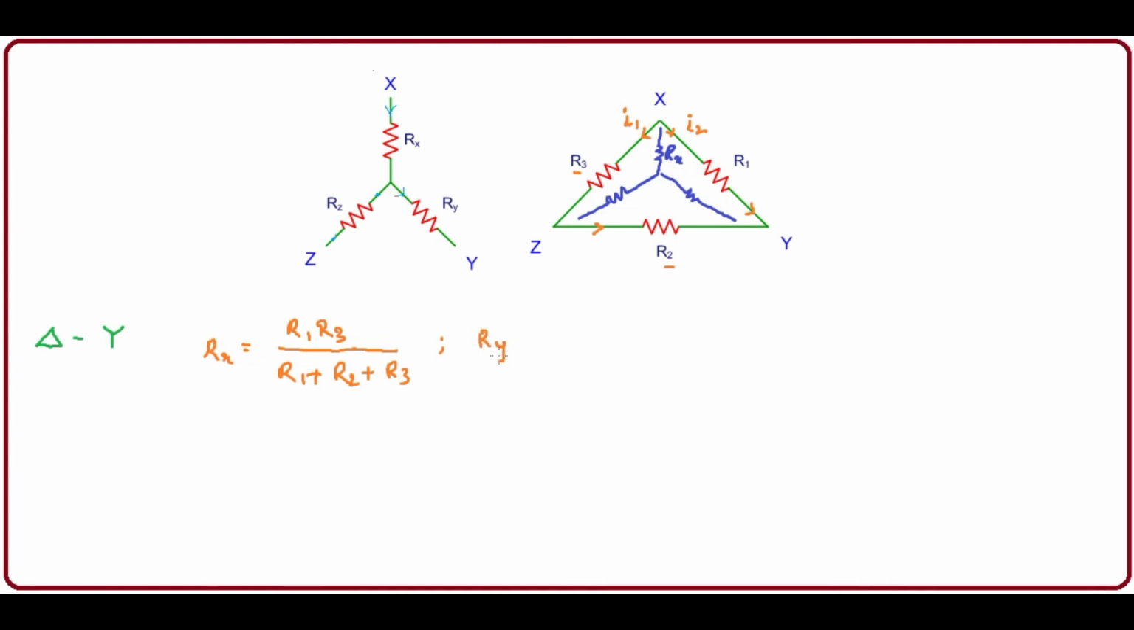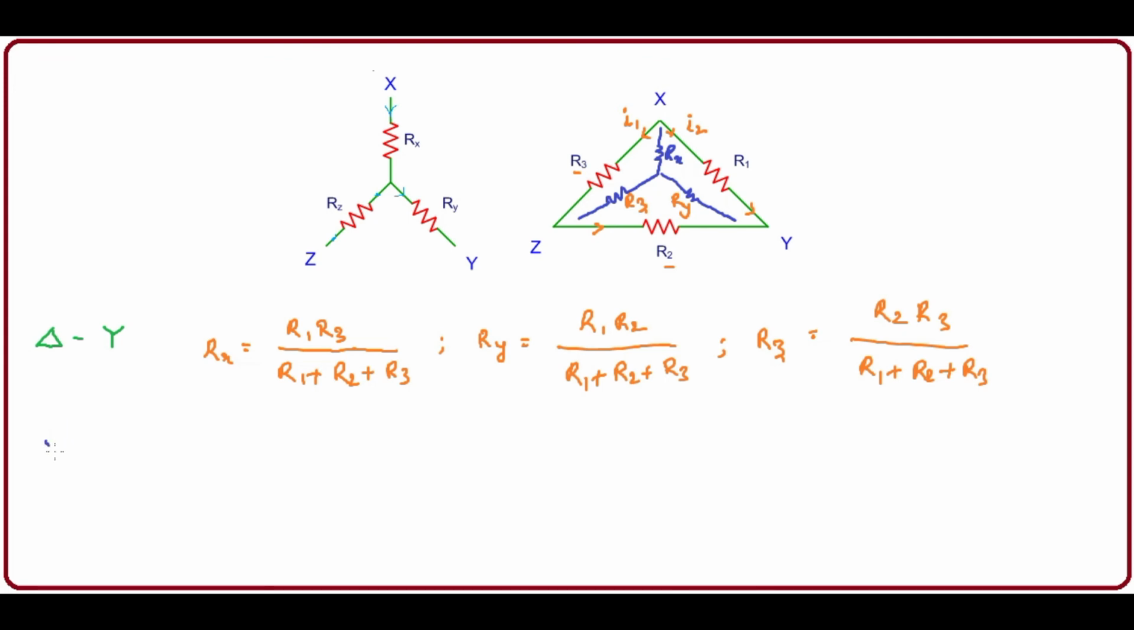Similarly, let us practice Ry also. So what is Ry now? This part is Ry. What are the connected resistors? R1 and R2. The sum of the resistors is R1 plus R2 plus R3. Similarly, what is Rz? Rz is this one. The connected resistors are R2 and R3, so Rz is R2 R3 divided by R1 plus R2 plus R3. This is the conversion from delta to star.